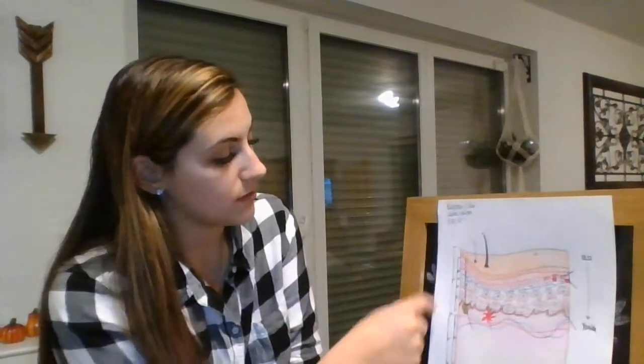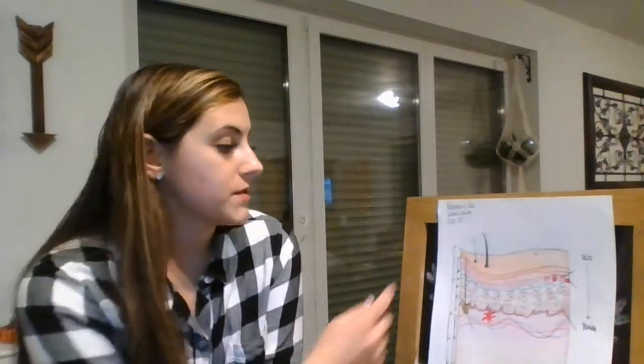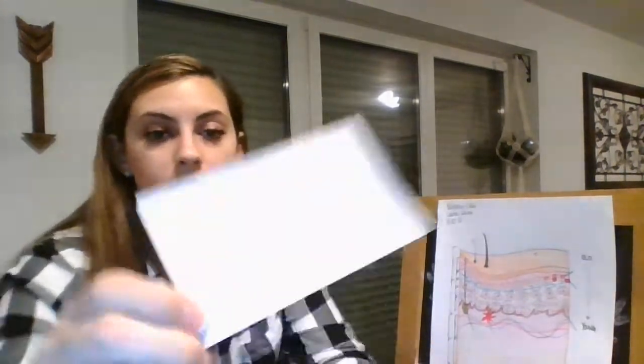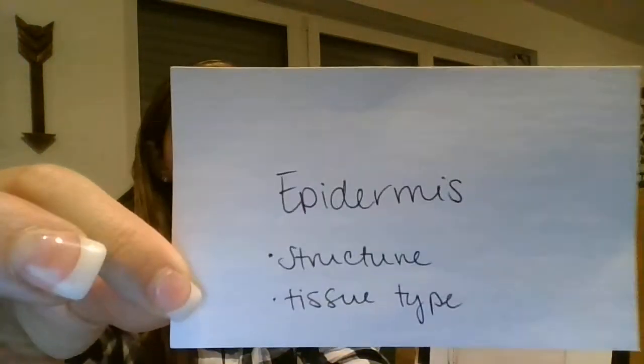So to start, I just wanted to let you know that there are 3 sections within illustration 1 for skin: the epidermis, dermis, and then the hypodermis. So for the epidermis, I'm going to inform you of the structure and then the tissue. No information on the back. The structure is the epithelial layer, the outermost layer in other terms, and the tissue type is a keratinized, stratified squamous epithelium.